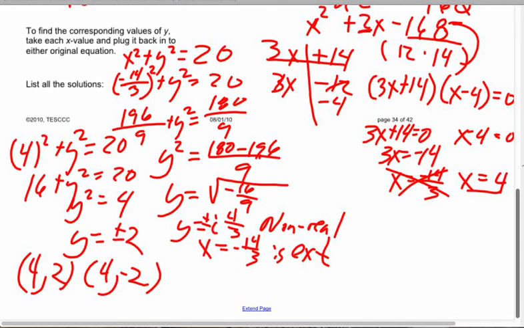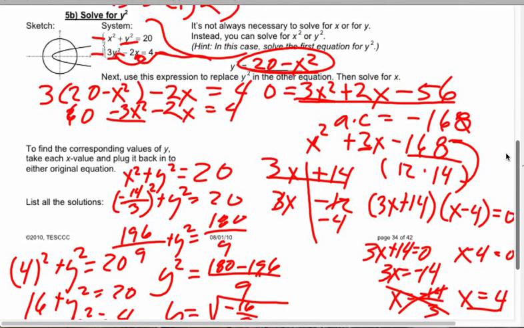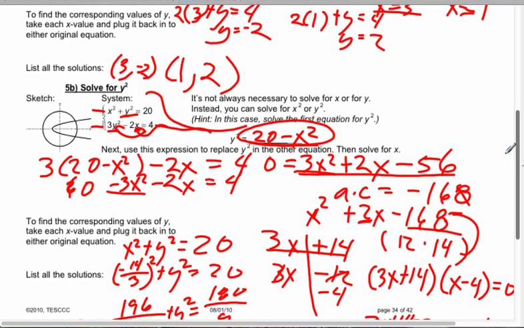And if we come back up and we look at our original graph, back up here, you notice we have two solutions which appear to lie on top of each other. That's my (4, 2) and (4, negative 2). We have nothing in the negative x values, which again tells you that that solution was extraneous and is not one we need to worry about.